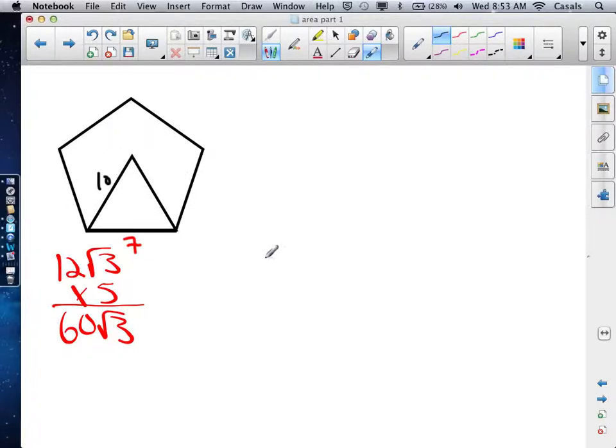Let's see if you can figure that out. The first thing I want you to do is find the height of this triangle, and then after you find the height of this triangle, find the area of this triangle, and then find the area of the pentagon. And let's see what we get. Let's get to work, guys.